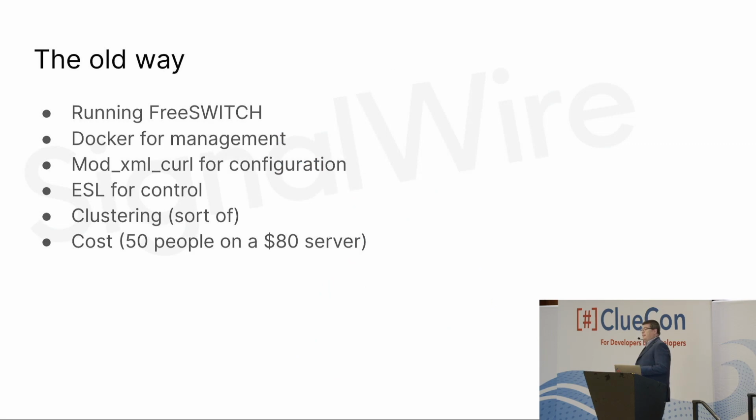Of course, running the old way required FreeSwitch and Docker, and maybe using mod_xml_curl, and using ESL for controlling the server. You need some kind of clustering, you need some kind of setup, and usually it's expensive. Running video on FreeSwitch is not great from an expense standpoint. An $80 DigitalOcean server runs about 50 people if you're doing things right.